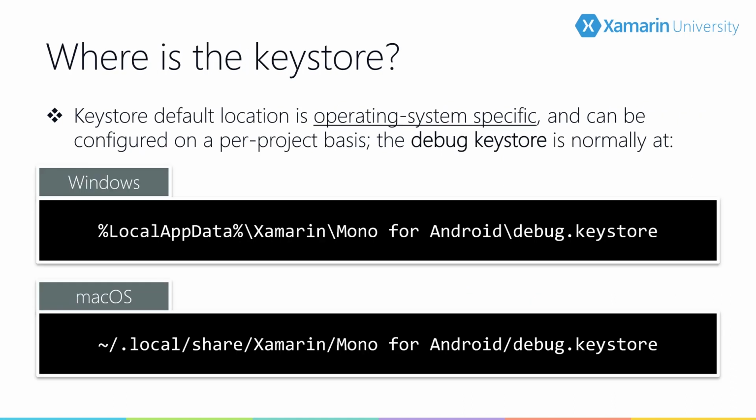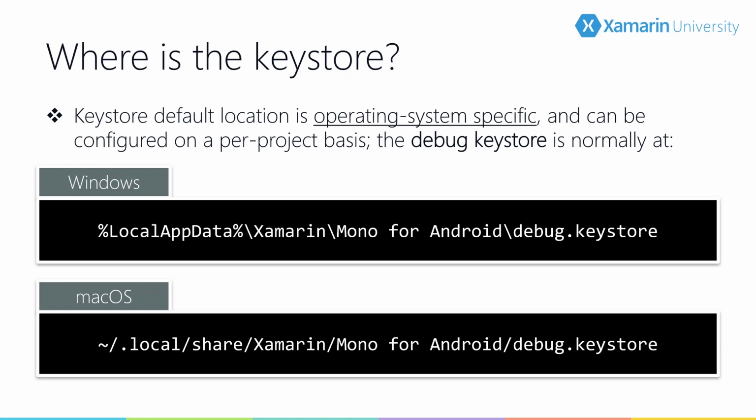By default, the keystore that is used to sign debug versions of a Xamarin Android application can be found at the locations on the screen. However, it's important to remember that the location can be changed, and when you create a release build for publishing, you'll use a different keystore that you must create. The tooling in Visual Studio will walk you through this process.